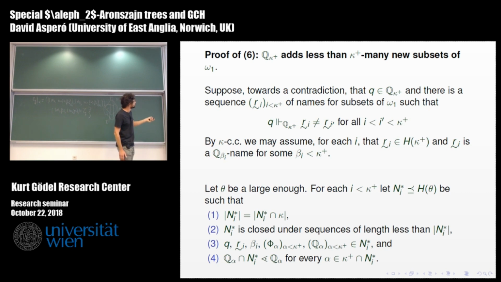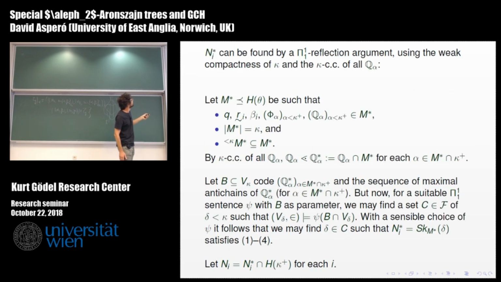So that's what I want to find. How do I find that? It can be found by a Π¹₁ reflection argument using the weak compactness of kappa and the kappa-c.c. of all Q alpha. I take this M star, an elementary submodel that contains again all those objects. It has size kappa.